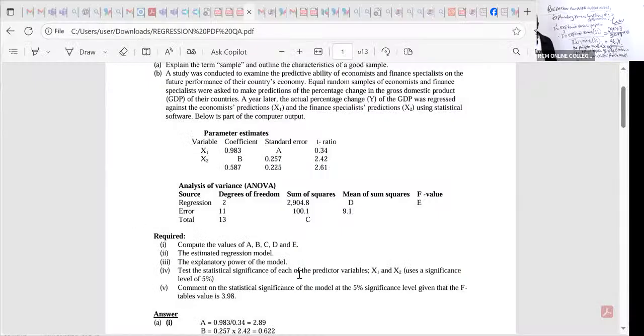The next one, they want us to test the statistical significance of each of the predictor variables, X1 and X2, using a significance level of 5%. Comment on the statistical significance of the model at the 5% significance level, given that the F table's value is 3.98.